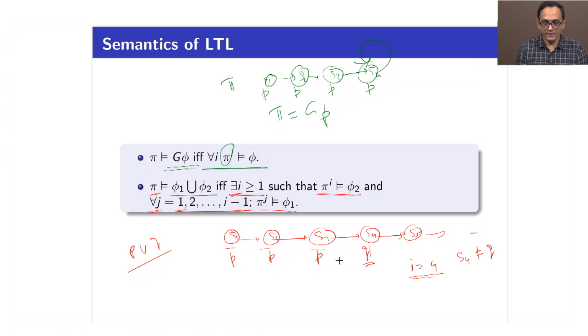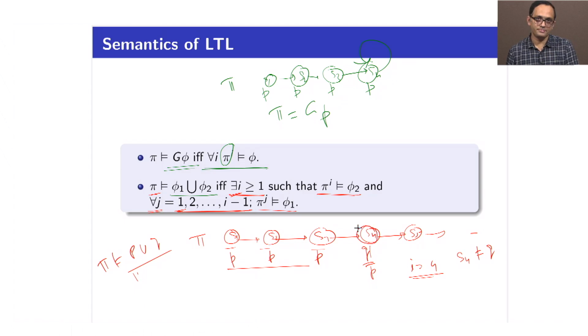Then I will say in this state, if this is pi, then pi satisfies P until Q. Now, you might question whether P should hold here or not, it does not matter. As long as in all the states starting till this state P holds, P until Q holds. I do not care about whether P holds in S4, S5 or not. That is not my checking. I have to check in S1, S2 and S3 that P must hold, because this is the first state where Q holds.